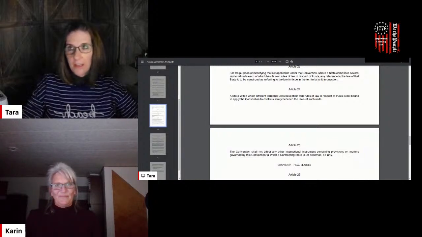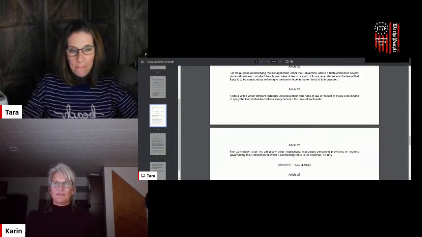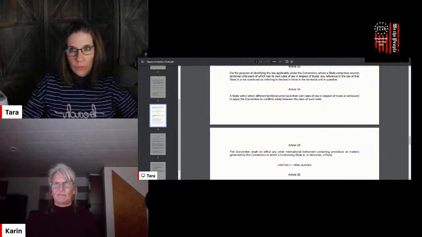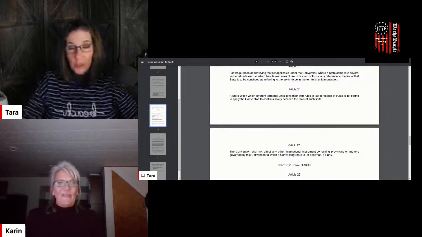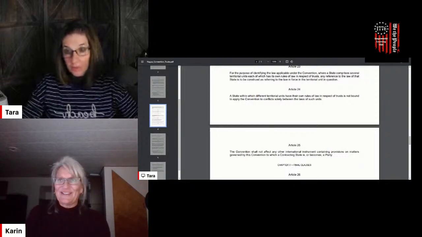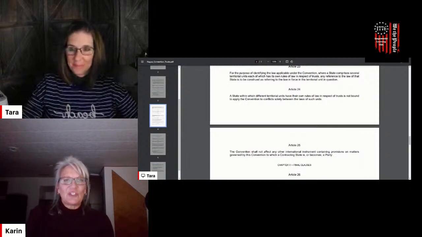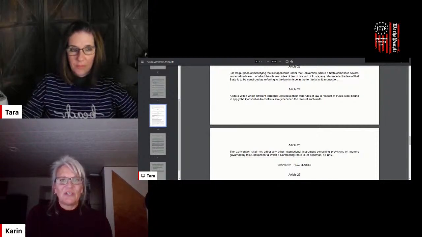Contracting state. Love these words. Yeah. So who's the other party to my trust? Who's the other contracting state as a party to my trust? In which capacity are you talking about as you? Right? Good question. Because who is you? So the convention shall not affect any other international instrument containing provisions on matters governed by this convention, to which a contracting state is or becomes a party.